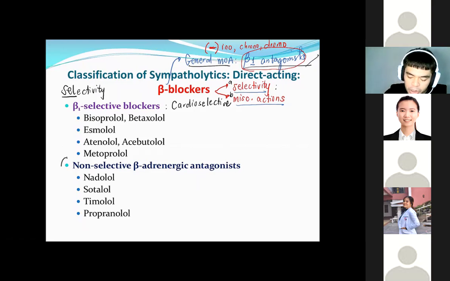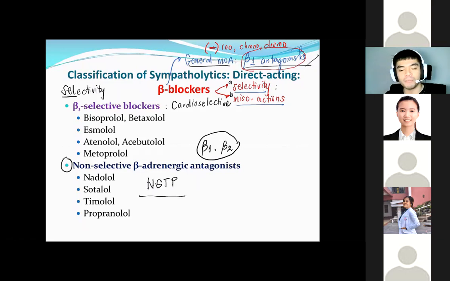Next, what about non-selective? When we say non-selective beta blockers, both beta-1 and beta-2 receptors are being blocked. Examples are nadolol, sotalol, timolol, and propranolol. Ang ating palatandaan ay NSTP. So yung kanina, beam naman. NSTP: nadolol, sotalol, timolol, and propranolol.